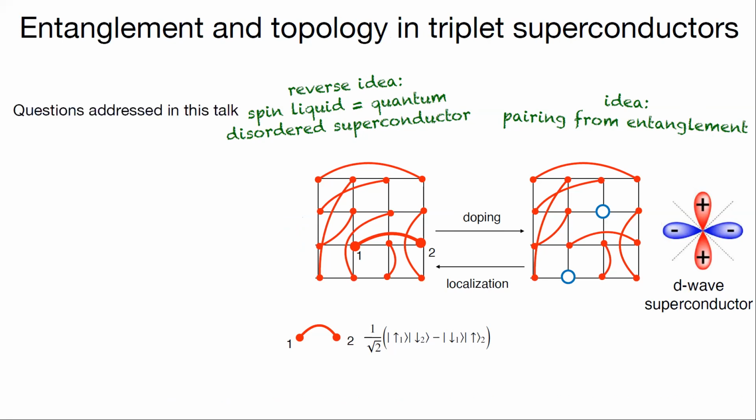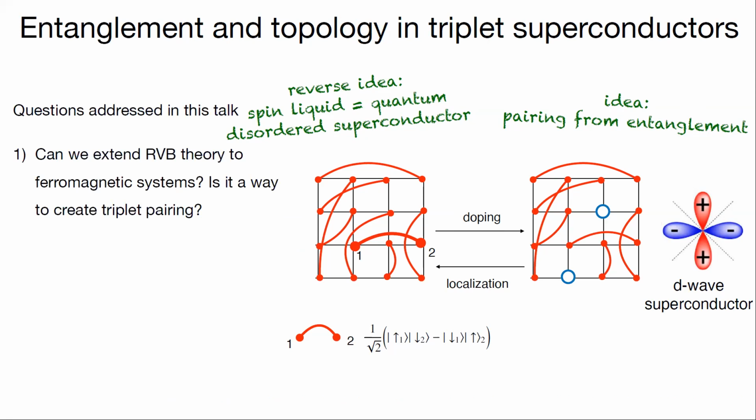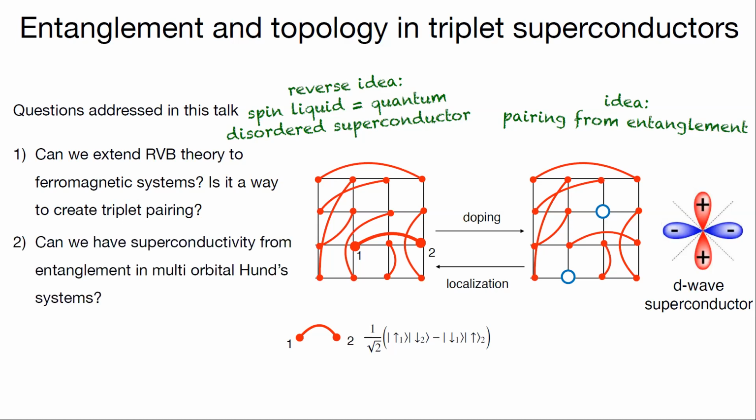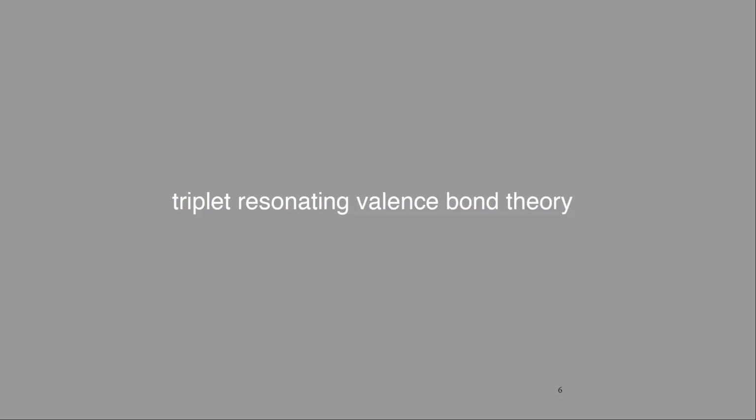So what I'm actually going to speak about today is entanglement topology in triplet superconductors, rather than the singlet d-wave superconductor. The first question that I would like to address is whether we can extend this RVB theory to systems with local ferromagnetic interactions, and whether there is a way to create triplet pairing rather than singlet pairing. From there, we'll go from an analogous story of this single orbital problem on to a multi-orbital discussion of superconductivity from entanglement due to local ferromagnetic interactions. Then I'll switch to something completely different at first sight, which is quantum fluctuations in triplet pairing. Now I'm going actually from right to left. But there is a common theme, which is these quantum fluctuations.